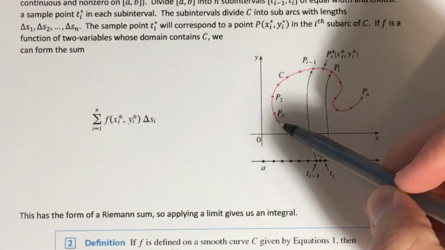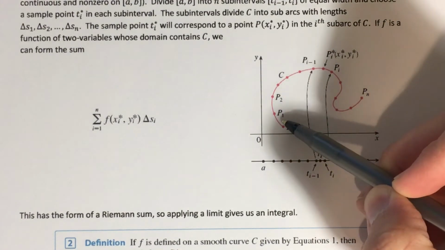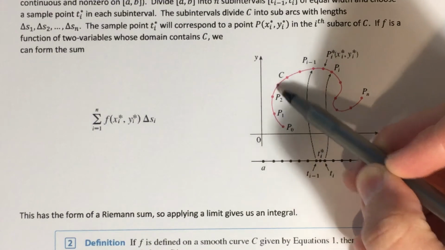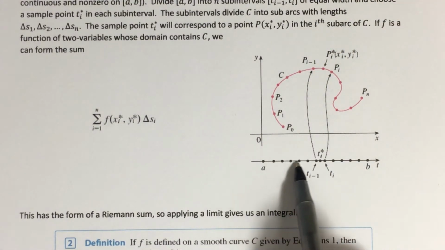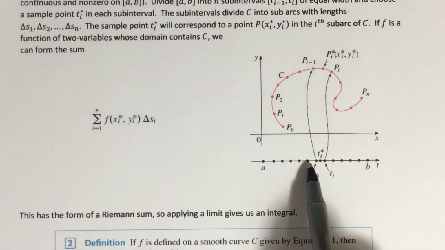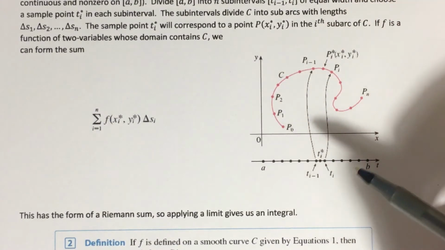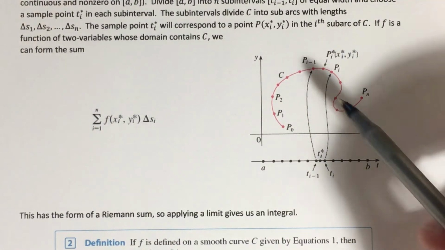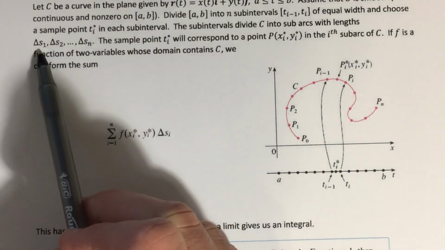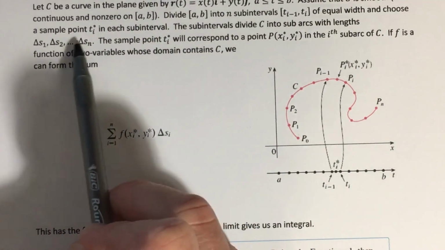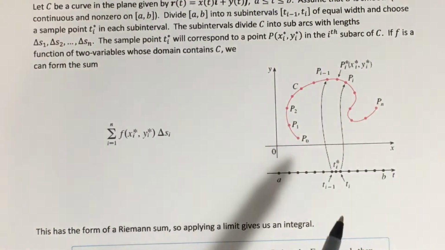Well, in this case, the subarcs are not part of an interval, but they do have a length. And just because the parameter interval was broken up into subintervals of equal length does not mean that these subarcs have equal length. That's not a consequence of that. So each of these may have their own length, and we're just going to denote those lengths by delta S1, delta S2, delta S whatever until we have a length for each one of these.